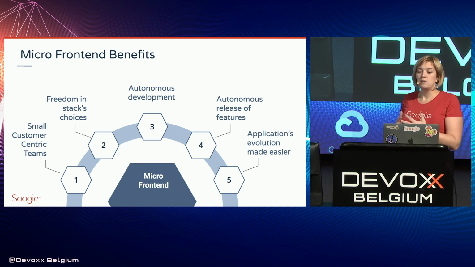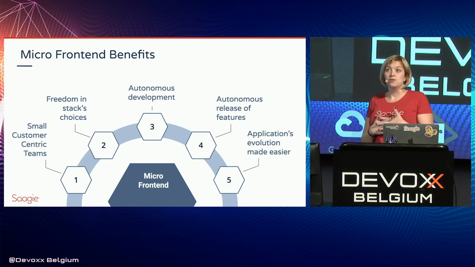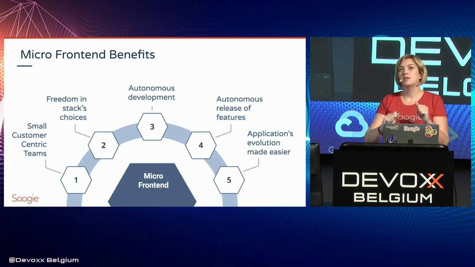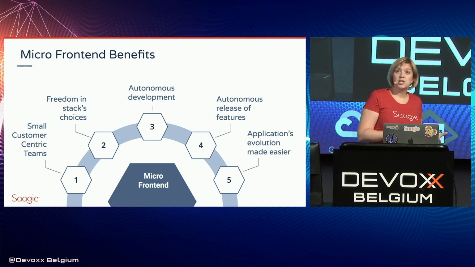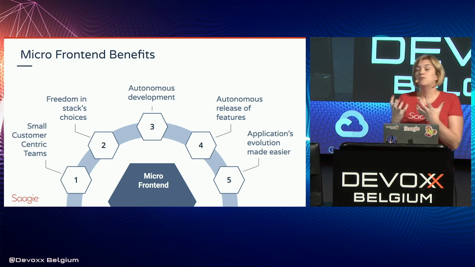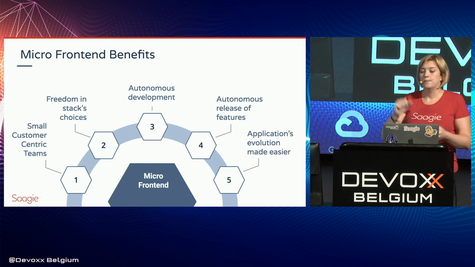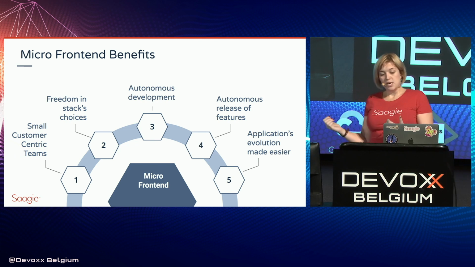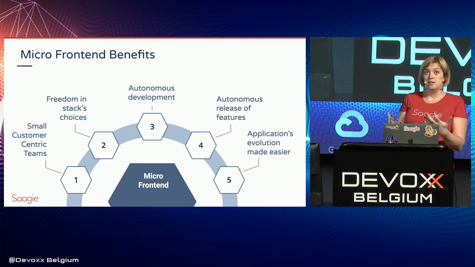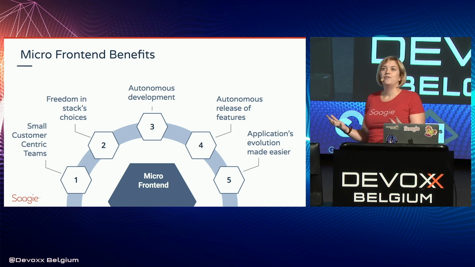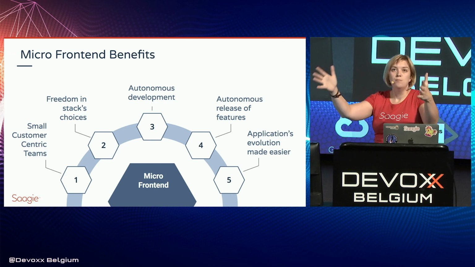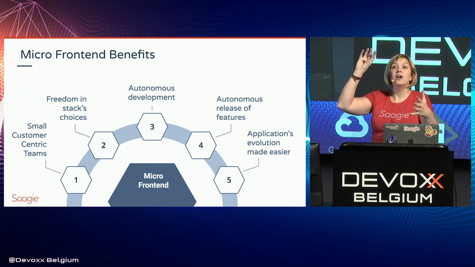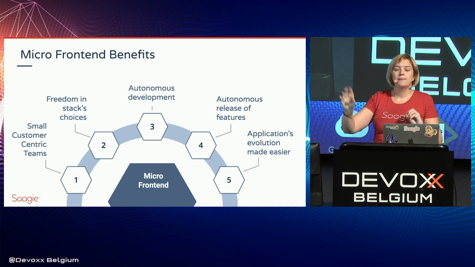So your teams are more autonomous in their release of features, because now you don't have all these backend teams delivering new features and the front-end team having to integrate them as fast as possible. Now each team is in charge of the integration of the feature end to end. And it also makes your application's evolution easier, because when you plan to refactor the application, you don't have to refactor the entire monolith in one move. You can simply refactor it piece by piece and plan it.